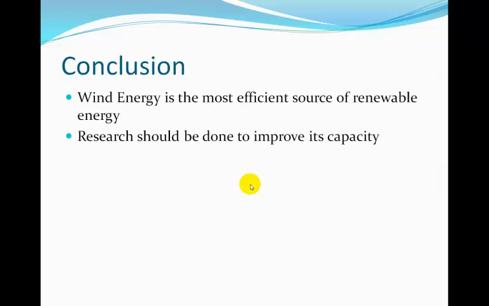In conclusion, I would say that wind energy is the most efficient source of renewable energy. Research should be done to improve its capacity, and more people, scientists, and engineers should look into developing a stronger foundation with wind technology.